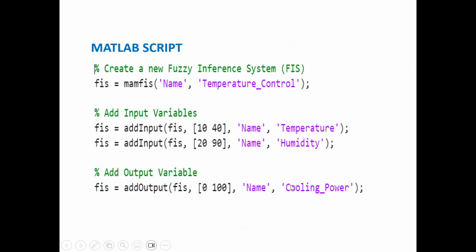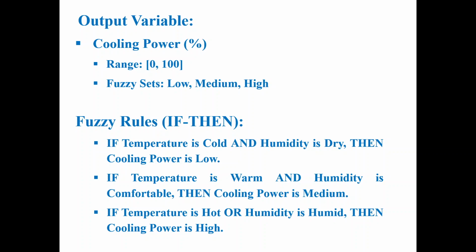Then, having done that, the output variable, which happens to be one variable here from the problem, is the cooling power, and the range given to us is from 0% to 100%. Then the fuzzy sets are low, medium, high. The combination of temperature and humidity will dictate whether the cooling power should be low, medium, or high.